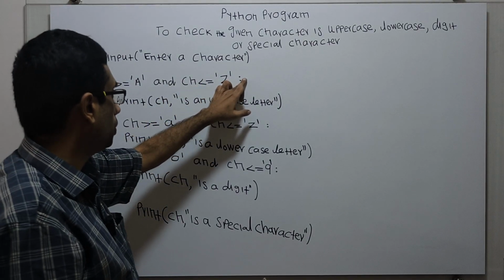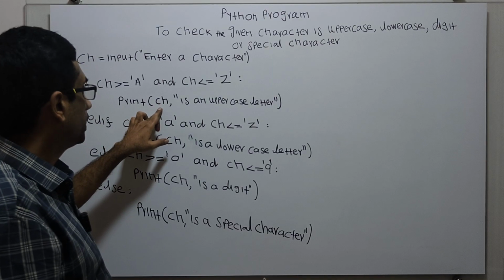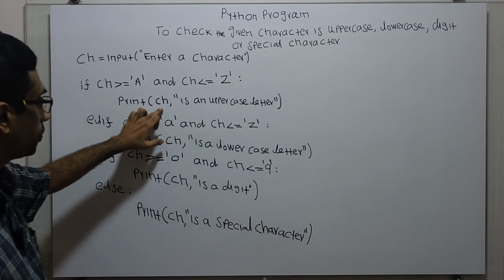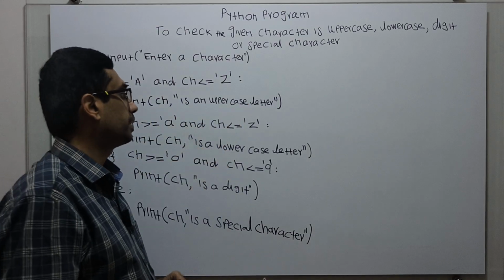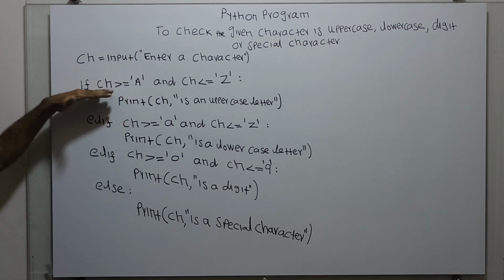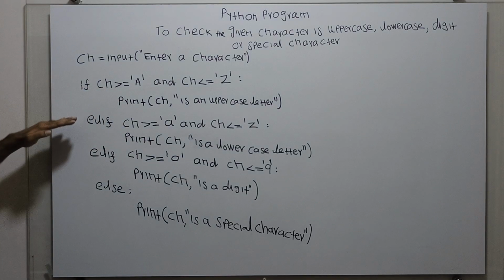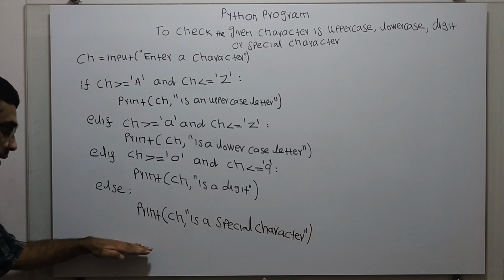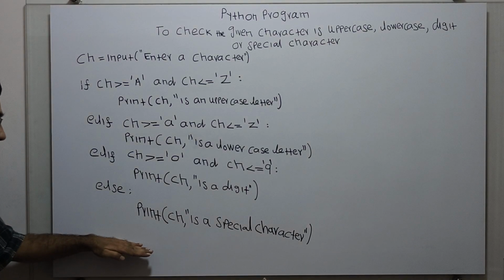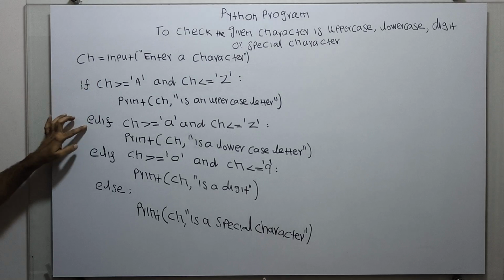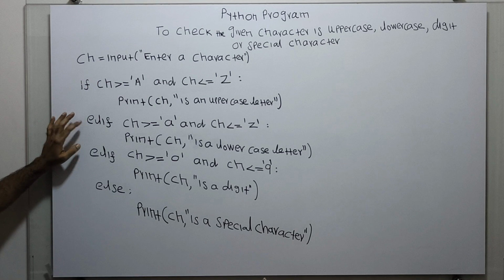If this condition is true, I am printing ch, the value of the variable ch will get printed, is an uppercase letter. If this condition is true, the statement will get executed. Control will come out of the entire if elif else block and go to the next statement. If I write some next statement, it will execute that statement. Otherwise, the program will halt. If this condition is false, the control will come to the elif and check the condition.